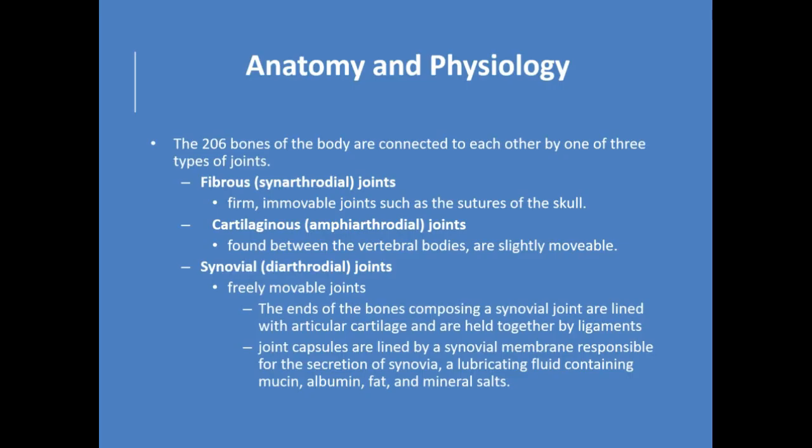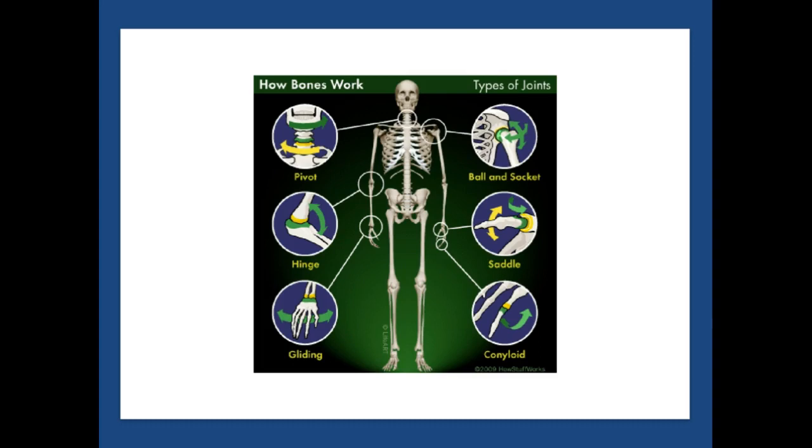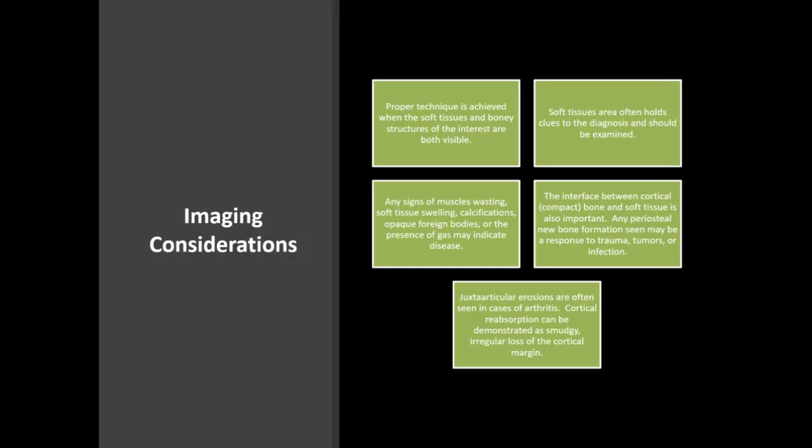And the 206 bones are connected to each other by one of the 3 types of joints. There's fibrous, cartilaginous, and synovial. So know the different types, and you can see here how the joints work. They pivot, hinge, or glide. The types of joints also include ball and socket, saddle, and condyloid.